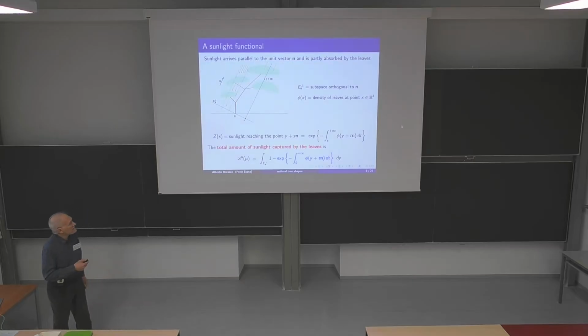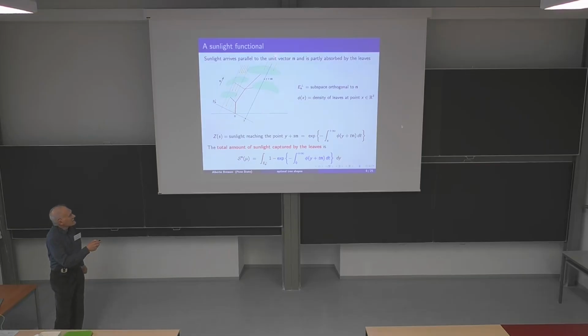What is a sunlight functional? For example, let's assume that rays arrive with a fixed angle. Let's say that the sunlight arrives parallel to the unit vector n, so in this direction here. This would be the subspace orthogonal to n, and phi of x would be the density of leaves at a point x. So phi of x tells me where there are more or fewer leaves, right?